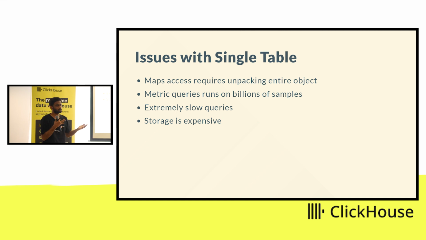And then the other thing is storage efficiency. You want to retain metrics for longer and you want it to be cheaper, but every sample on its own is just two numbers, a timestamp and a value. Now if we repeat the labels, which are on average around 2 KB, you end up repeating the 2 KB for billions of rows, which means it will take more storage. So these were the issues that we have seen with the single table approach.